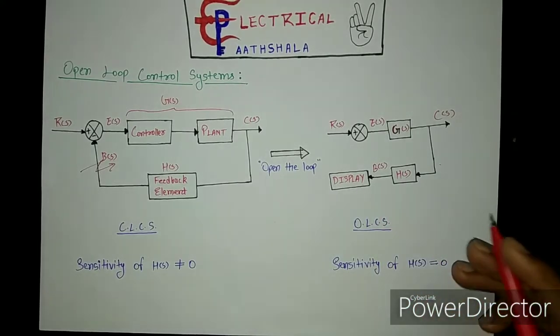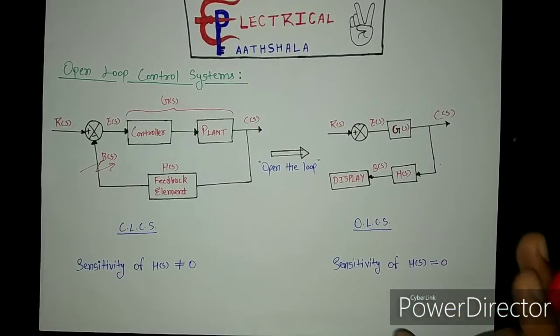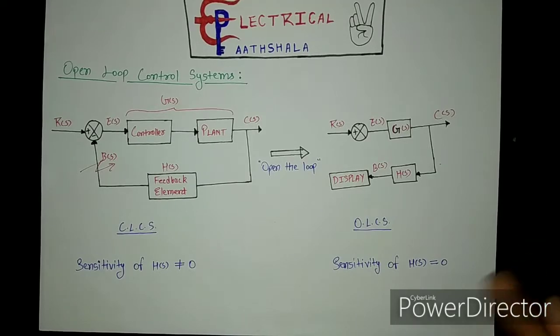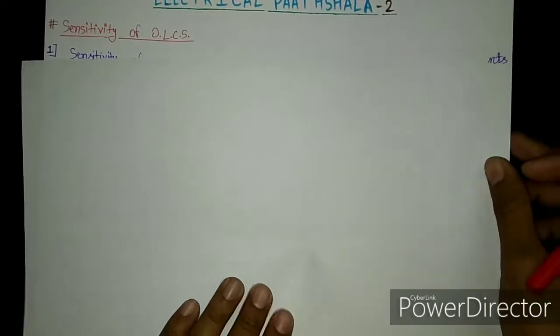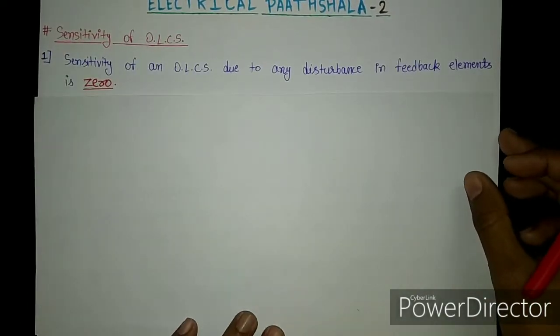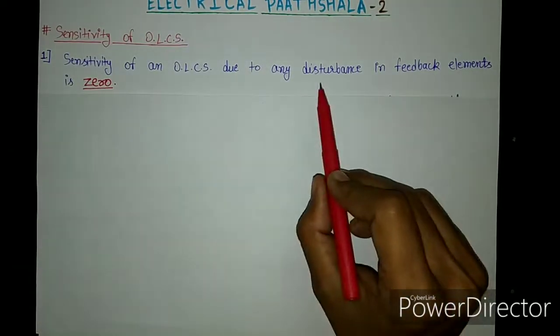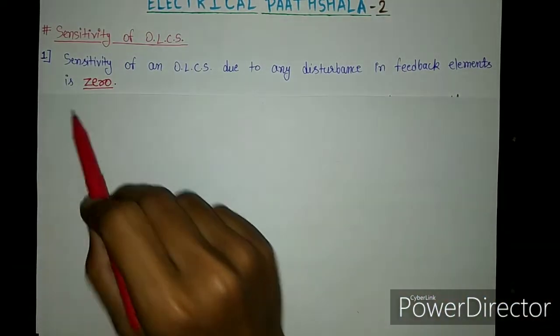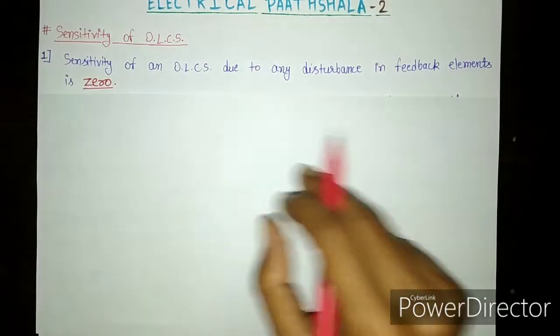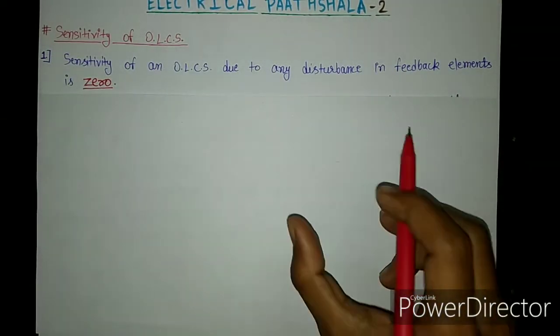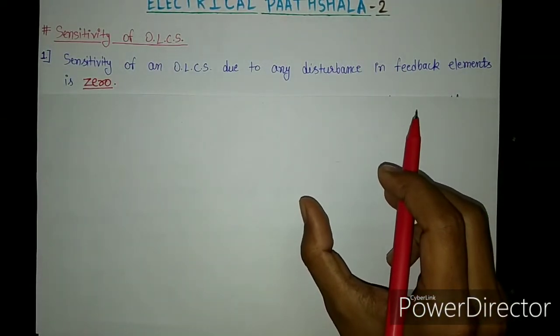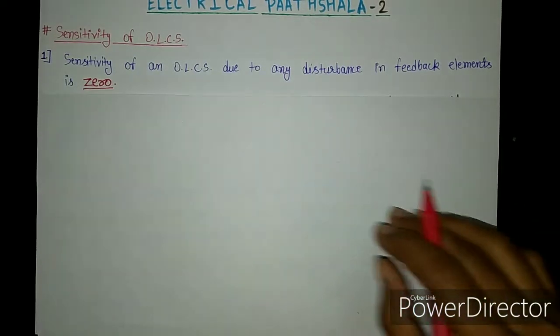Now, before moving forward, you should remember 2 points related to the sensitivity of an open loop control system. The first point is that the sensitivity of an open loop control system to any disturbance in its feedback element is 0, because we remove the connection. So if there is any disturbance in the feedback element of an open loop control system, the output of the system doesn't get affected by that.